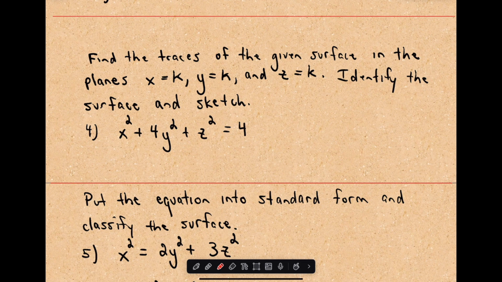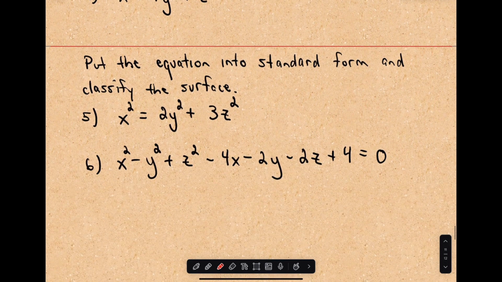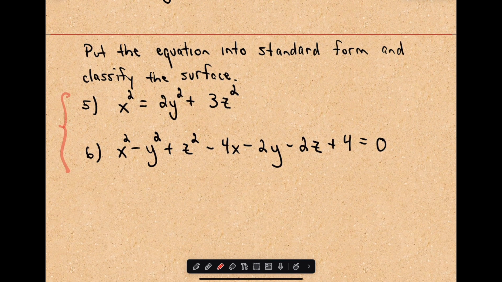We'll use those traces to sketch the surface x squared plus 4y squared plus z squared equals 4. And then you can identify that surface by trying to match up which one of those 6 quadratic surfaces it goes with. I would maybe start there, because then you can narrow it down, and at least in that case you'll have a clue as to what it should look like. And lastly, we've got these 2 questions, 5 and 6. We're going to put the equations into standard form and classify the given surface. So we're going to put it in one of those 6 forms we saw a second ago. We'll classify it, and I will go ahead and put them in Wolfram to sketch them. Never hurts to sketch them and see what they look like.